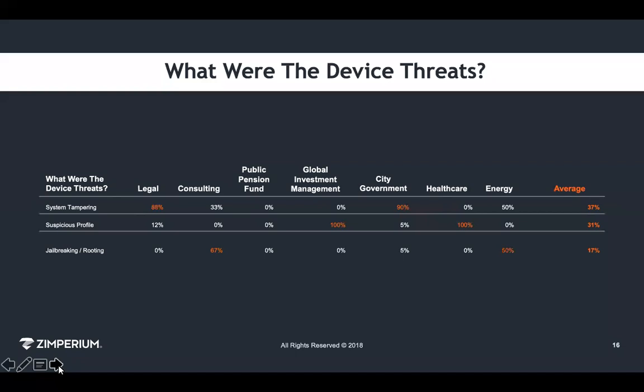The global investment management firm, again, makes total sense. Heavy iOS shop, and just via social engineering, you can trick people into installing these profiles and get them on there, and then you've got complete access, very similar to the healthcare example. And then the system tampering side is, again, where they're actually playing around with abnormal processes and things like that. And the legal and the city government, that's the primary thing that they needed to worry about.